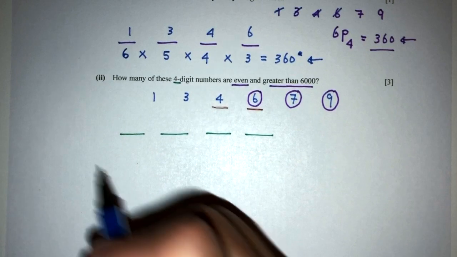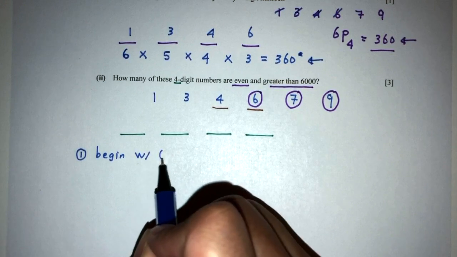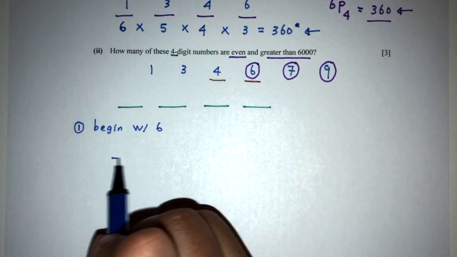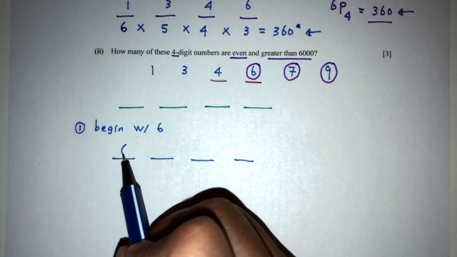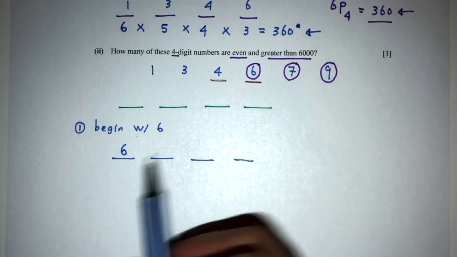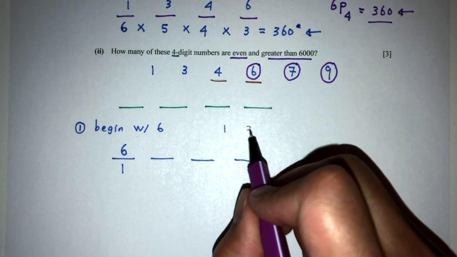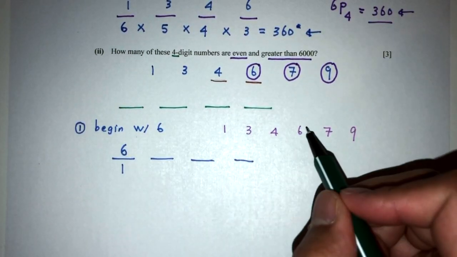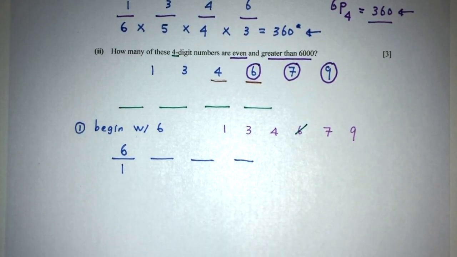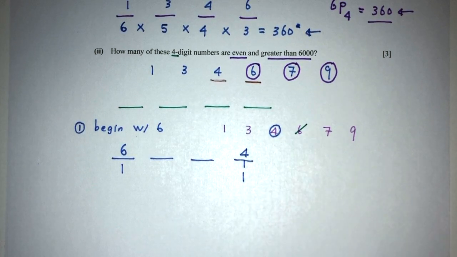So let's do that. Case number 1, we can choose to begin with 6. Okay, so we have 4 spaces. Now we assume we are beginning with 6, so we have to put 6 here. Because we have only one 6, that will be only one option. Let me write this down here: 1, 3, 4, 6, 7, 9. Now we need this to be even, so we can only end with 4. So we have only one option to end the number.